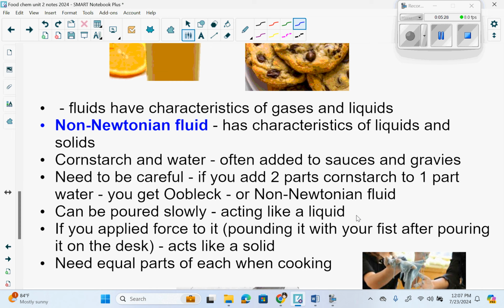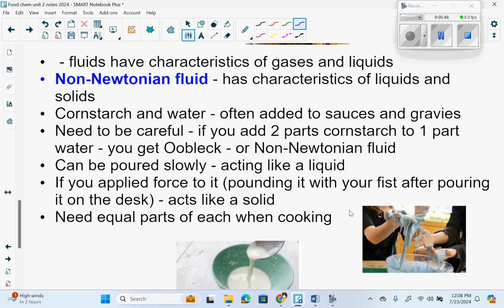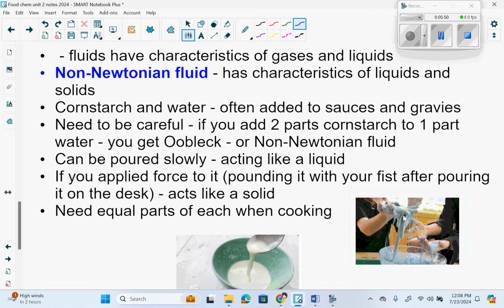If you add 2 parts cornstarch to 1 part water, you get what's called oobleck, and that's where the non-Newtonian fluid term comes from. It can be poured slowly, acting like a liquid, but if you let it sit and then you apply a force to it, like pounding with your fist, after you pour it on the desk or in a bowl, it acts like a solid. And you may have made this in chemistry or physical science.